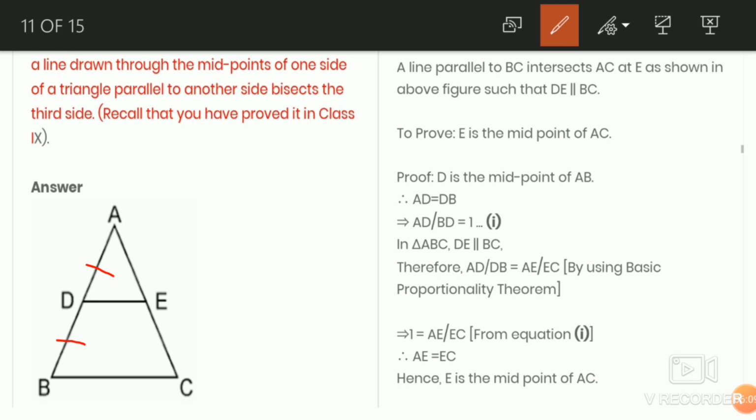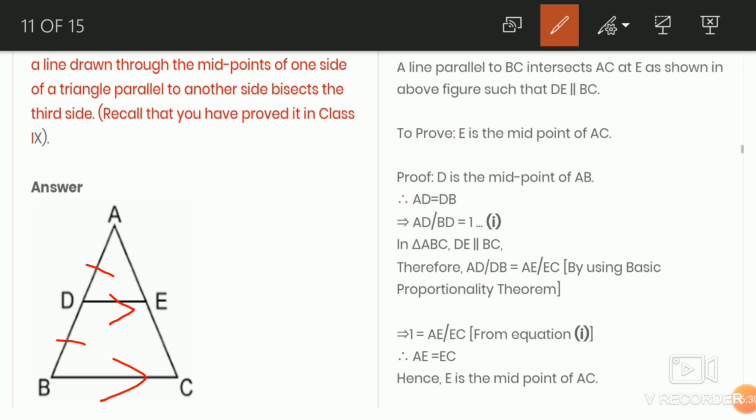So DE is parallel to BC. We have to prove that E is the midpoint of AC. This is the midpoint theorem. I hope we recall that. So we have to prove the midpoint theorem using the basic proportionality theorem.